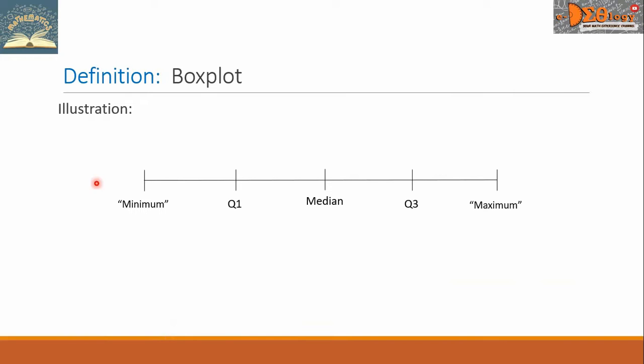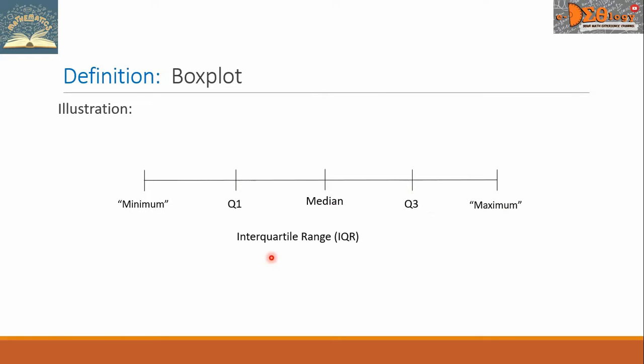For illustration, we have here a line segment and the 5 numbers are here. The middle number is the median. At endpoints are the minimum and maximum values respectively. In the middle of minimum and median, the first quartile is written. Between median and maximum, here is the third quartile.